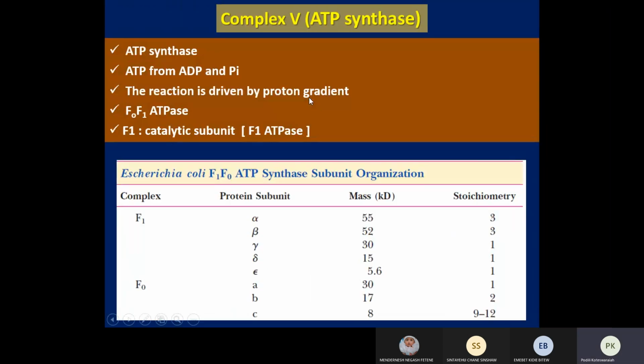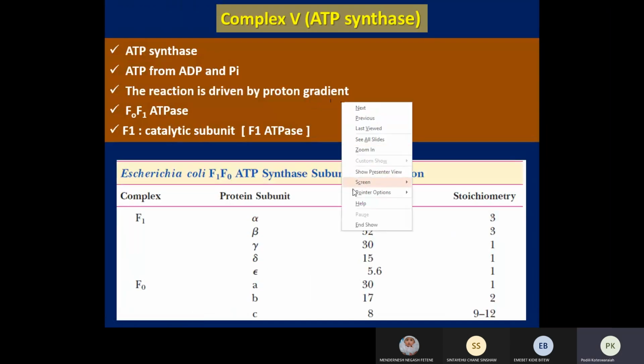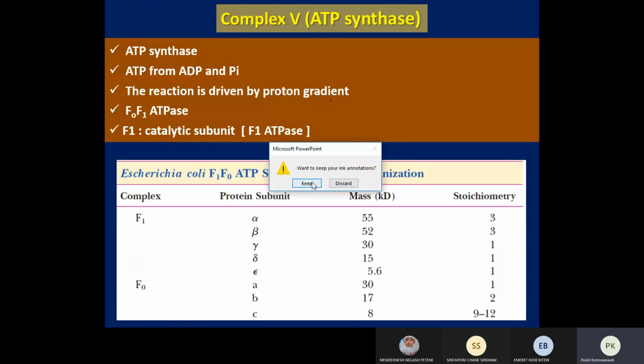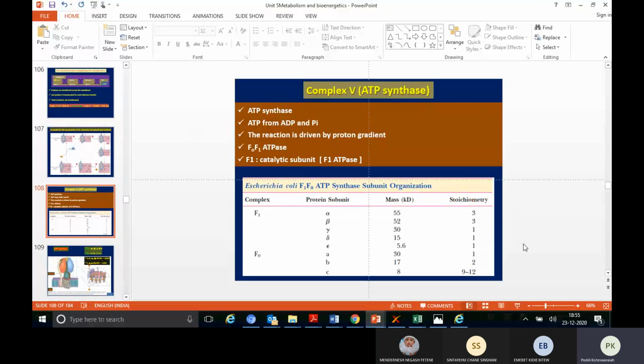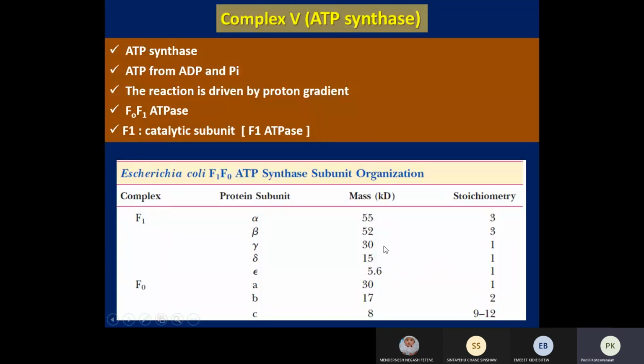And so this is about the last complex, the ATP synthase, which is also known as complex 5, and that's where ATP synthesis takes place. This ATP synthase catalyzes the synthesis of ATP from ADP and Pi, and it uses the proton gradient generated during the electron transport chain. It is a multi-enzyme complex.